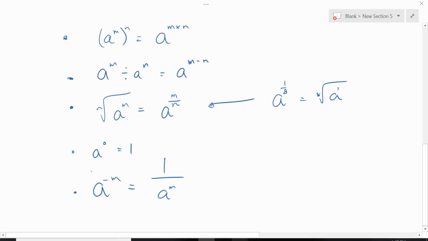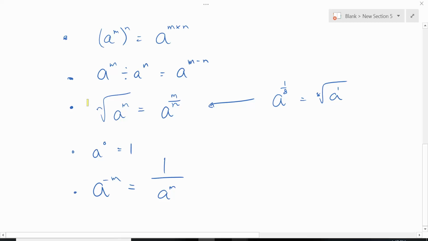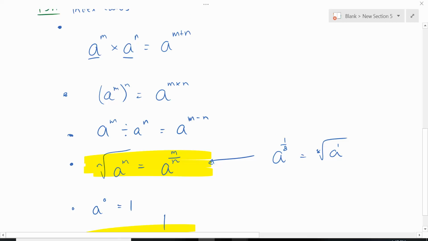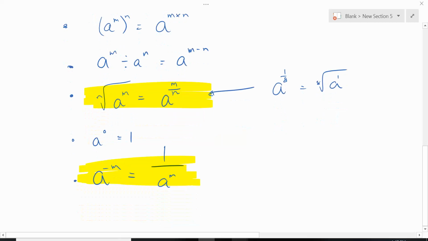Now these are the 2 rules that most students forget, which let me show you. It's this one and this one. Like I said, anything to do with fractions, negatives, or surds, most students don't do well. The others, most of you will remember: adding, multiplying, subtracting, and to the power of 0. Now I've got 1, 2, 3, 4, 5, 6. What is my last one?